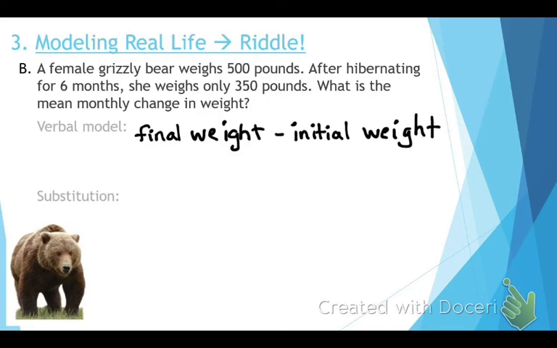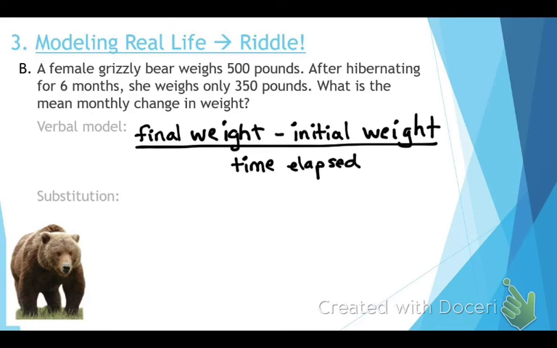Am I done with my verbal model? Or is there some other step I still have to write in there? What do I have to do? Divide it by the... No, I want the words. Look at the verbal model from before. Divide it by the time elapsed, or the time it took to do it. Okay, so remember, the verbal model is simply just coming up with words of how to find this answer. I want you guys to look back through that original problem and see if you can plug in what the final weight was, what the initial weight was, and what the time elapsed was.